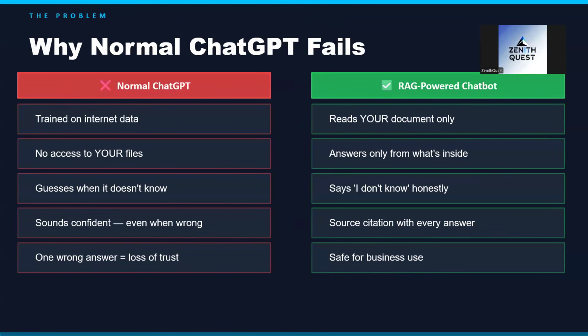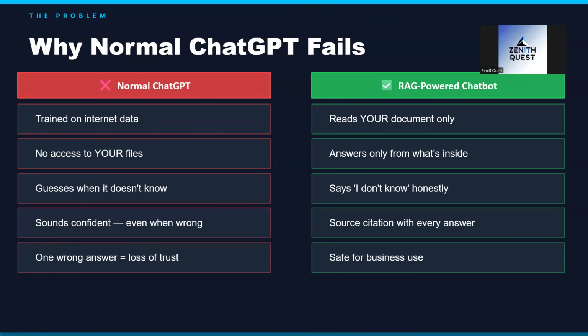Okay, so let me explain why a normal chatbot cannot solve this problem. ChatGPT was trained on billions of pages from the internet. It knows a lot, but it has absolutely no idea what your company policy says or what your legal contract contains. So when you ask it, it does what it always does. It generates the most likely answer. It sounds confident, but it is guessing.